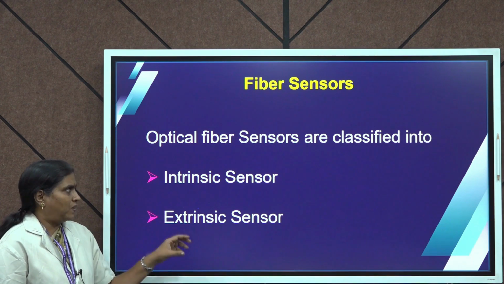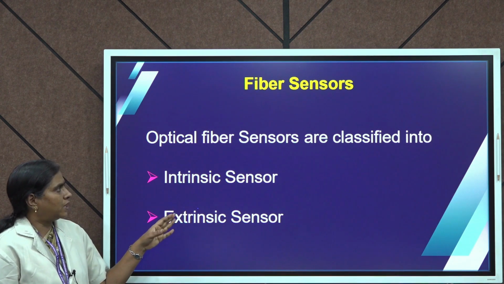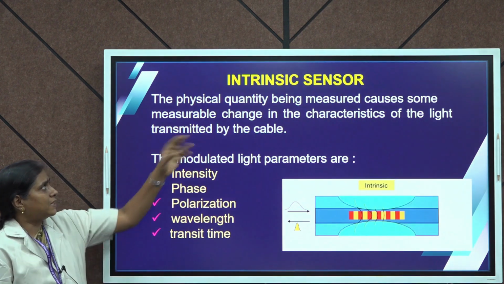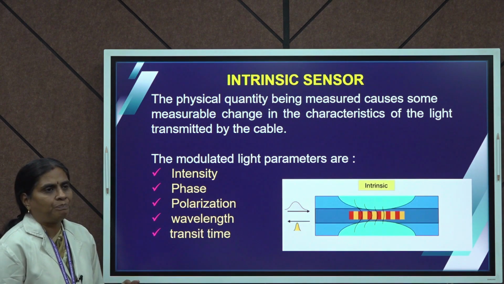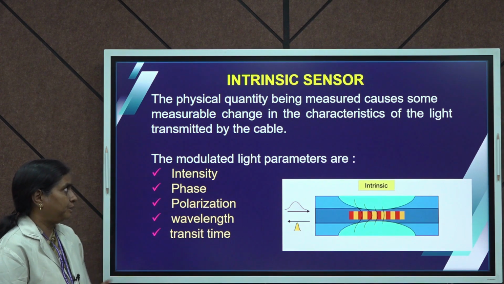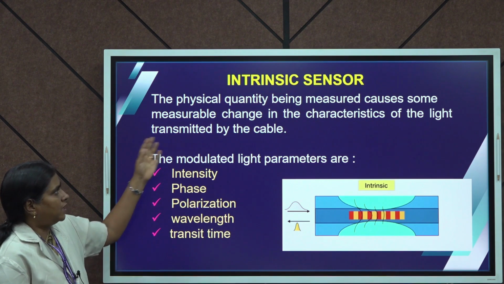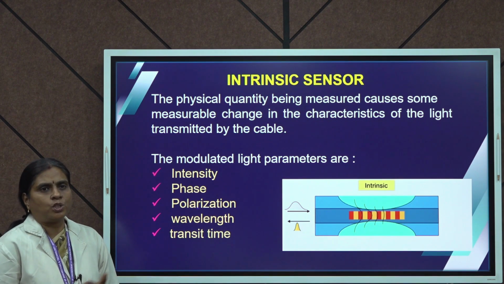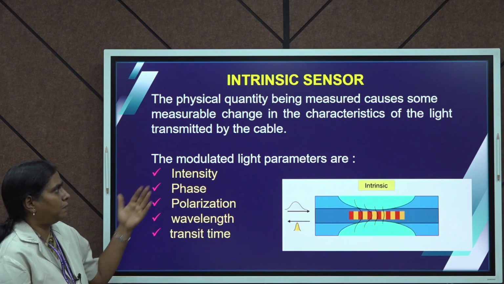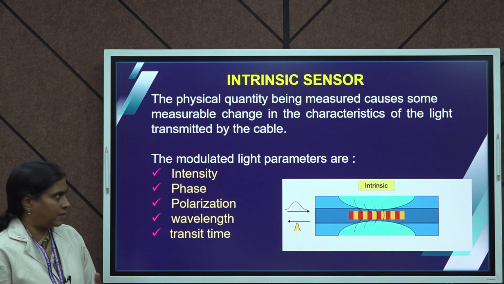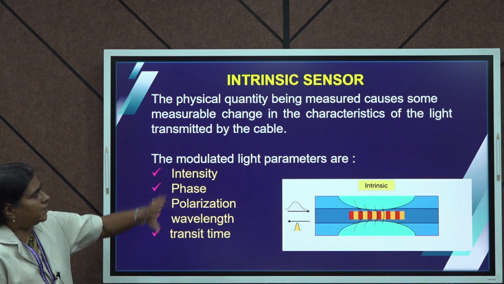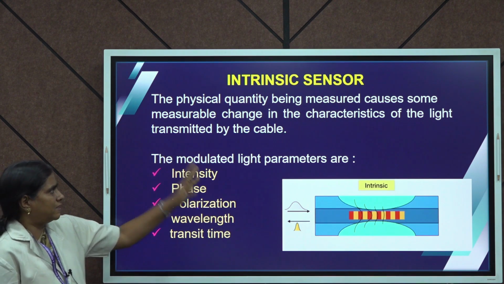So, the difference between these two is, first one, intrinsic sensor. In intrinsic sensors, optical fibers are used as the sensing element. So, a physical quantity like temperature or pressure can be measured. It causes some changes in the fiber itself, and this type of sensor is called an intrinsic sensor.